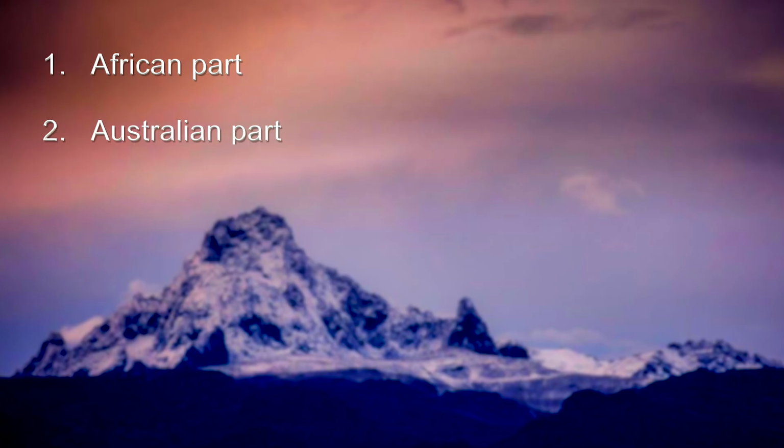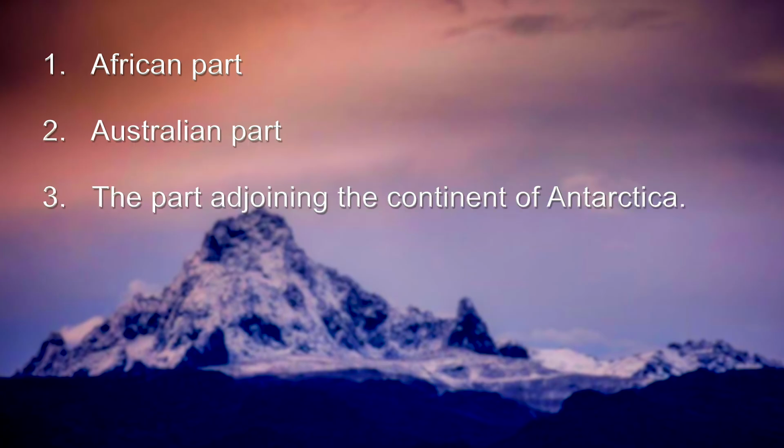One of the most distinguishing features is the presence of a series of curving ridges in the northwest segment of the ocean. The above-mentioned ridges divide the Indian Ocean into three distinct parts: the African part, the Australian part, and the part adjoining the continent of Antarctica.